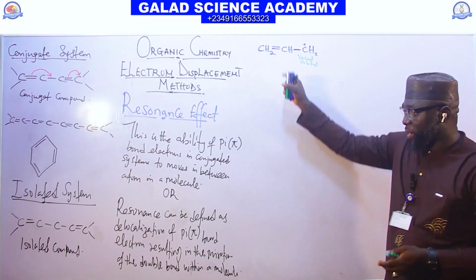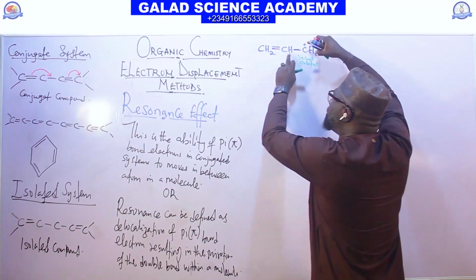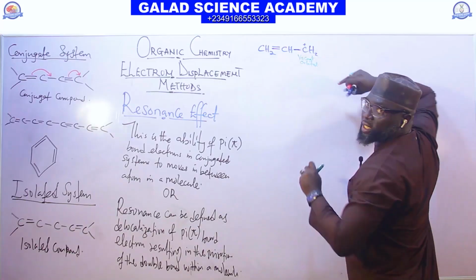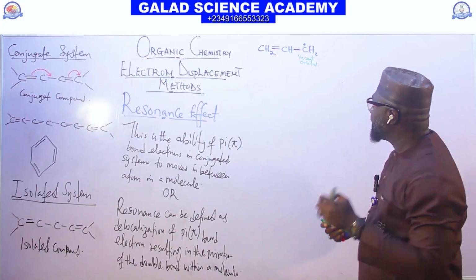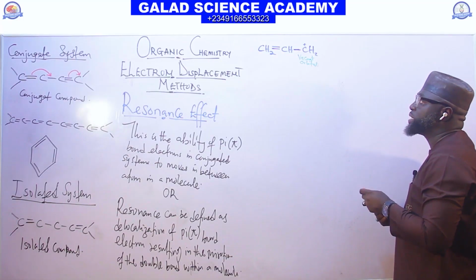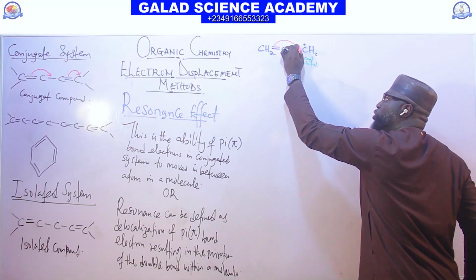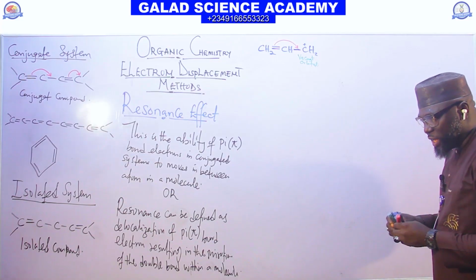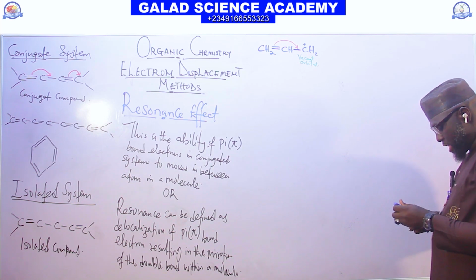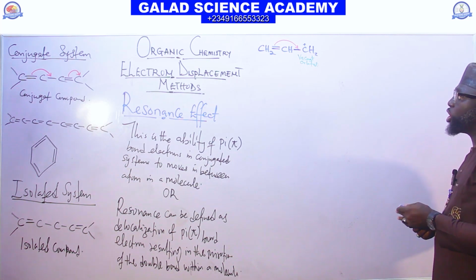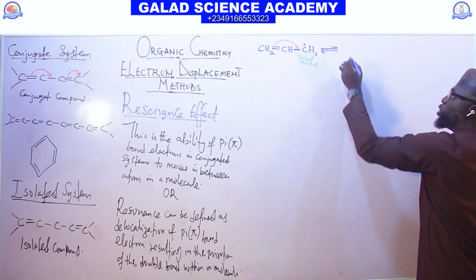So in this compound, resonance can take place here. Why? Because there is an alternation between a single bond and a double bond, and this is also a deficient species. As a result, I can simply shift this pi bond electron towards this side, and at the end of the day, it results in a resonance structure.